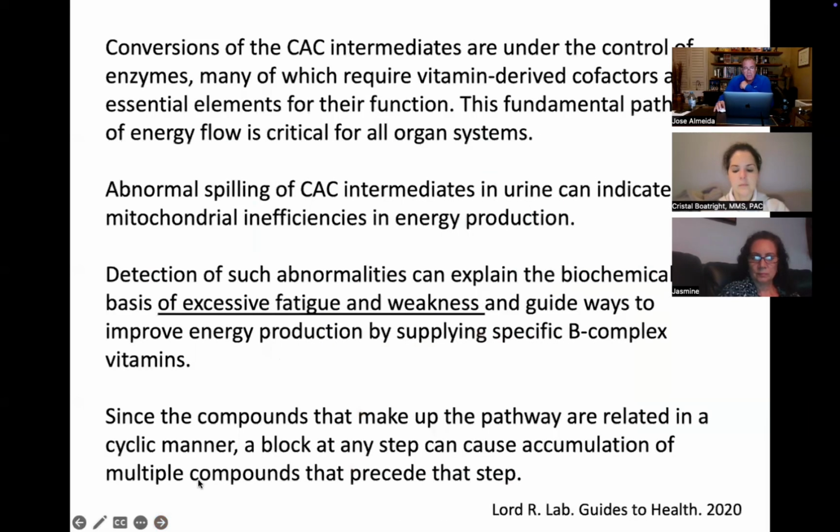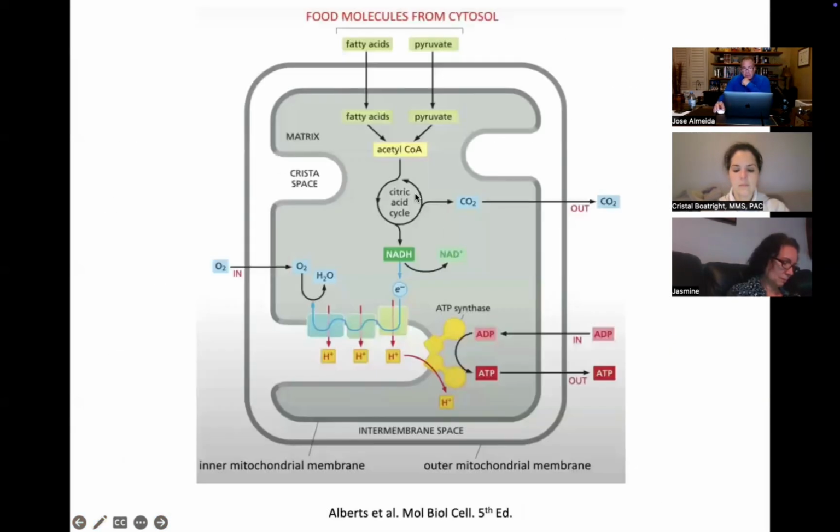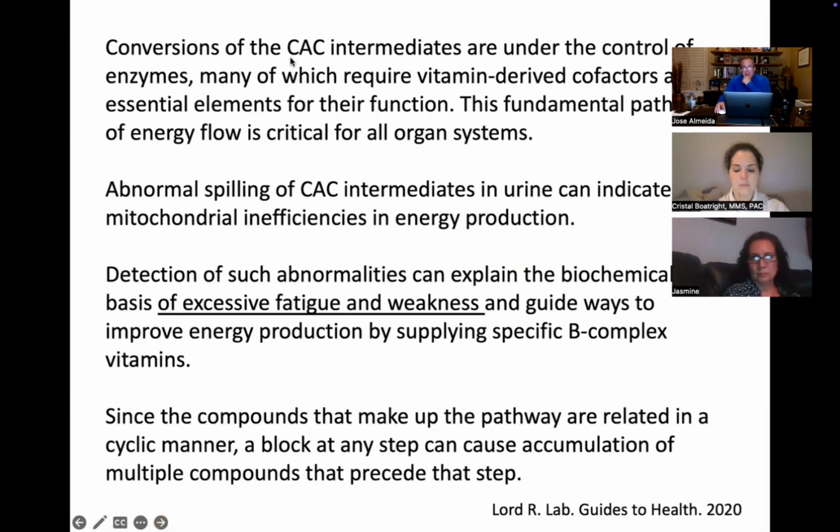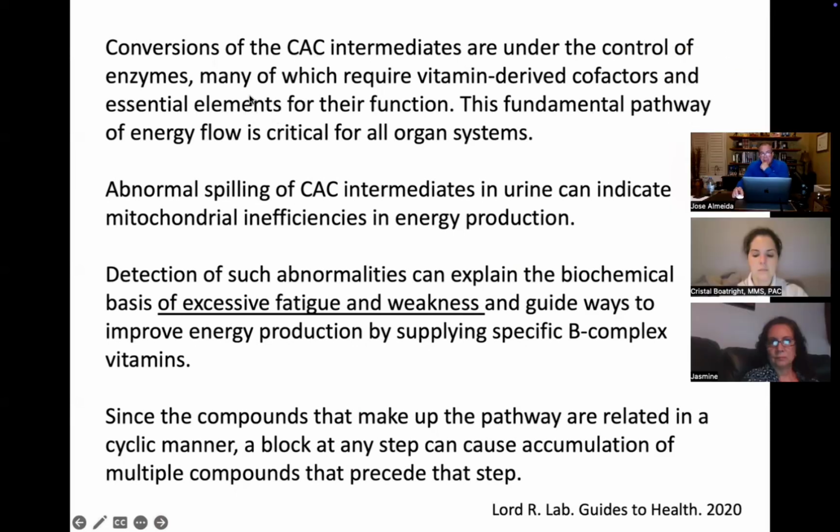So where am I going with all this? Krebs cycle is also called the citric acid cycle, CAC. So conversions of the citric acid cycle intermediates are under control of enzymes, many of which require vitamin-derived cofactors and essential elements for their function. This fundamental pathway of energy flow is critical for all organs. Okay, this is referring to the citric acid cycle. Abnormal spilling of citric acid cycle intermediates in the urine can indicate mitochondrial inefficiencies of energy production.